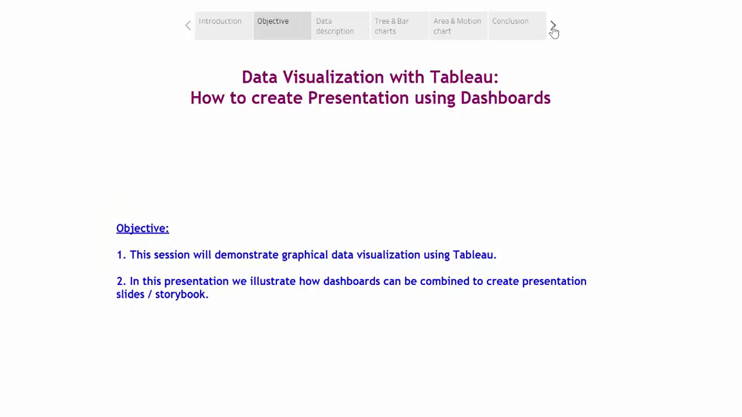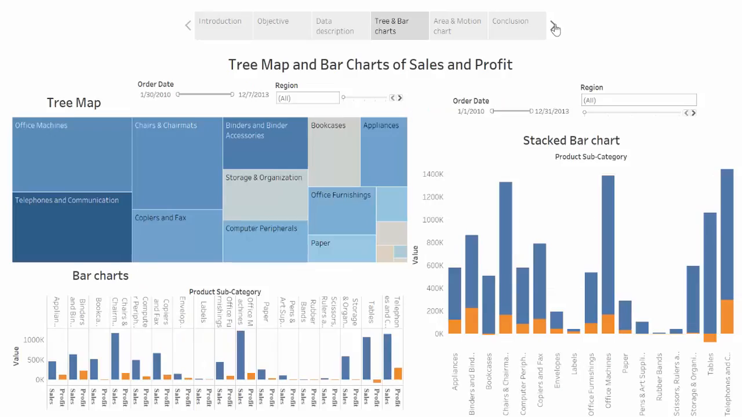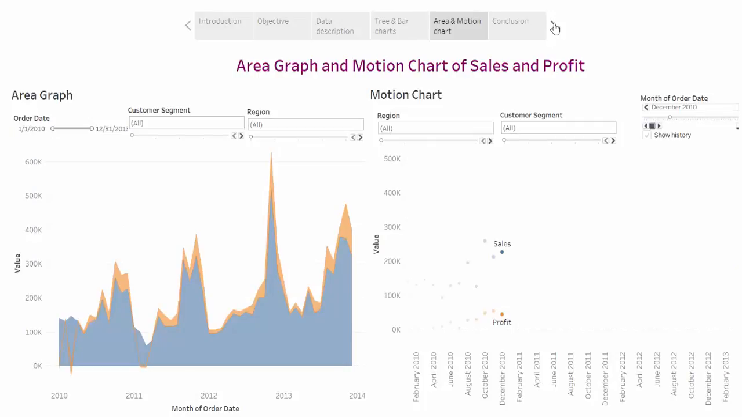The next one, you talk about the objective of this presentation, and on the next page you talk about the data that you have used, the source of the data, and the definition of the data, and then you can bring in some graphs and start discussing what your findings are, what is interesting about it. And this is another set of graphs, and this is a motion chart, which is usually interesting for audiences.